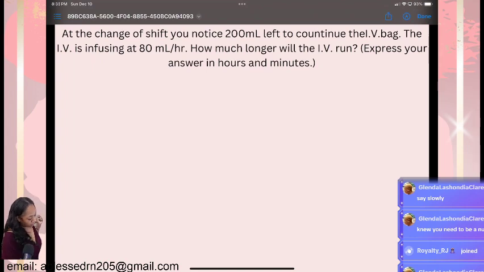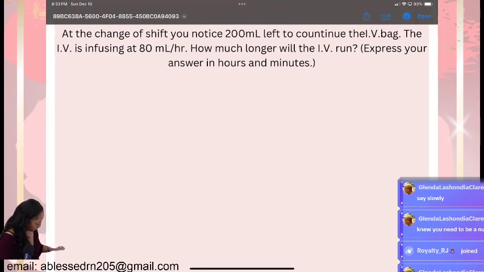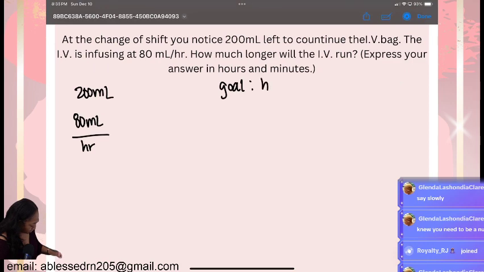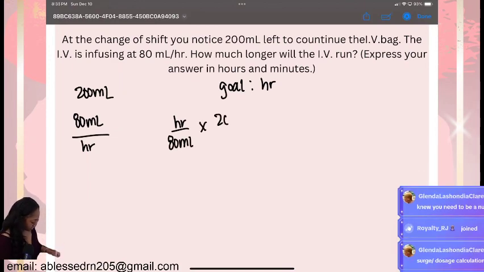All right, so IV stuff. At the change of shift, you notice 200 mLs left to continue the IV bag. The IV is infusing at 80 mLs per hour. How much longer will the IV run? Express your answers in hours and minutes, okay? So we have 200 mLs left, and it's going at 80 mLs per hour. Our goal is to find time, which is going to be hours, okay? If we're looking for hours, I'm starting with hours, right? So you got your hours over 80 mLs. mLs is at the bottom. We need mLs at the top to cross out.